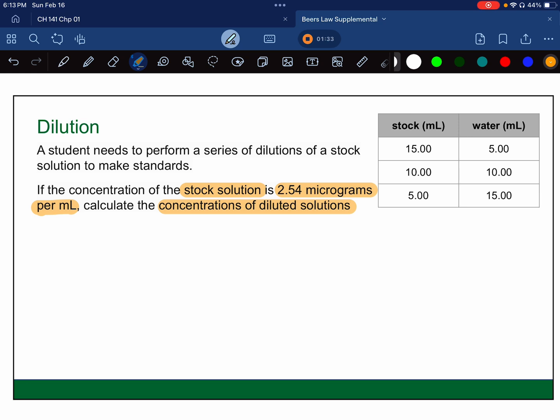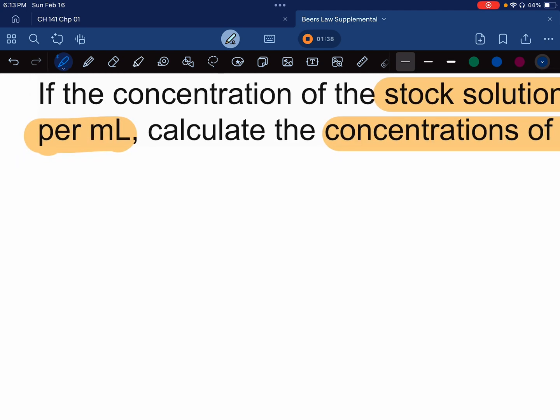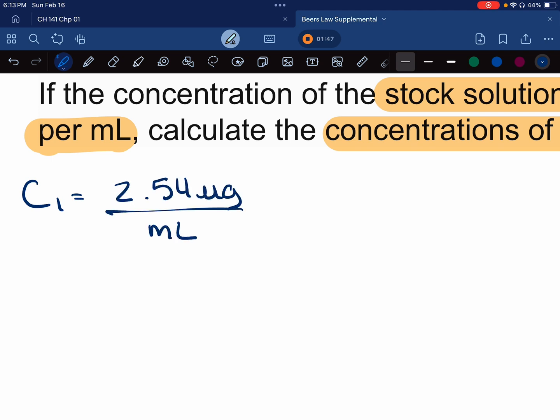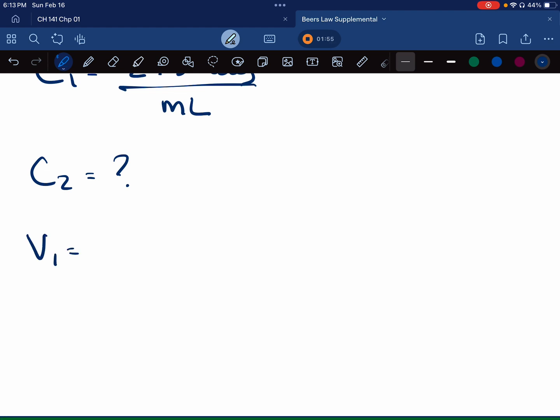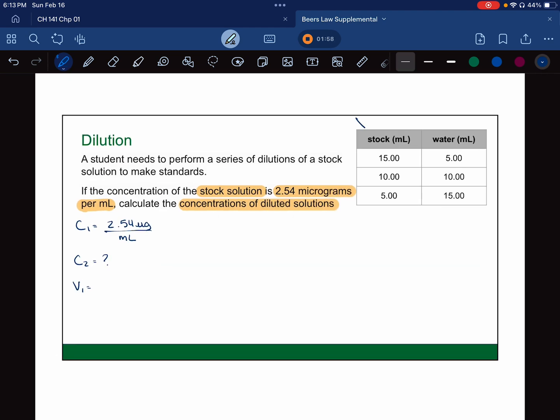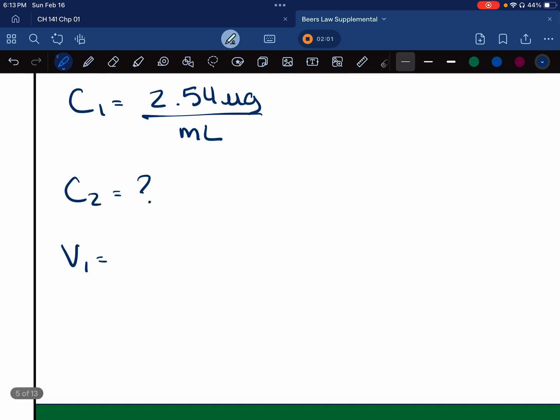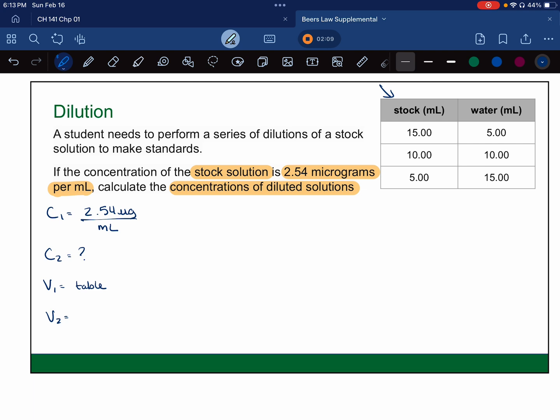Now, first let's go through and write out what we're given and what we want to get. So we're given the initial concentration. So our C1 is 2.54 micrograms per milliliter. We are looking for C2. We want to know the diluted concentration. Our V1, well, we're going to have a series of V1s. That's the stock solution given in the table. So V1, we're going to get from the table. And V2, that's going to be our final volume, which comes from the stock solution plus the amount of solvent, in this case water, that we add to it.